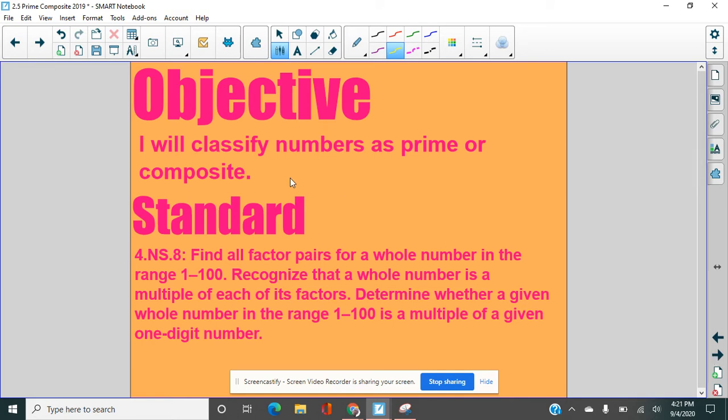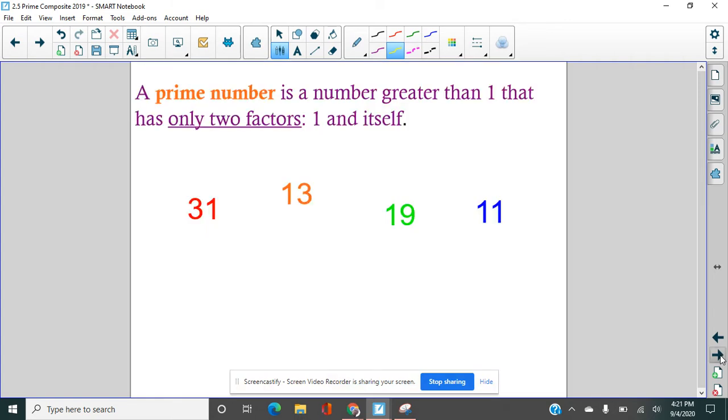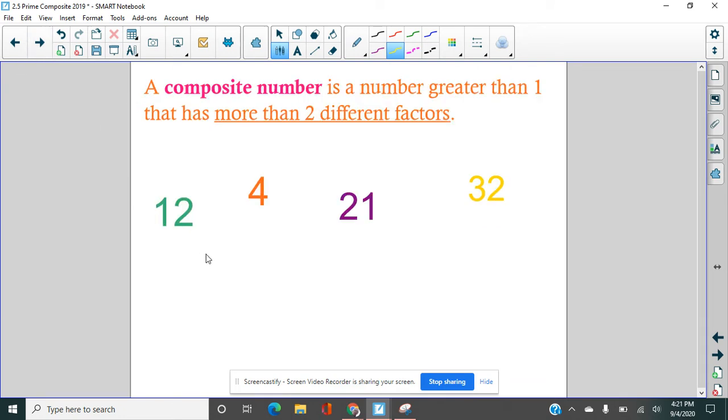Our job today is to classify. We're going to sort numbers as prime or composite. So, a review: a prime number is a number greater than 1, right? So 1 doesn't count. But a prime number has only two factors. And a composite number, if we look on this next screen, what it means is that it has more than two factors. That's it. That's all you need to know here for today.